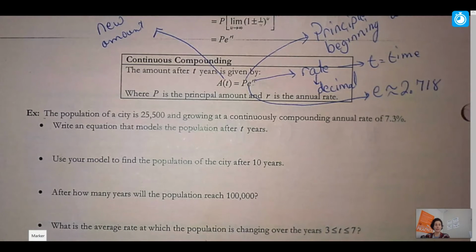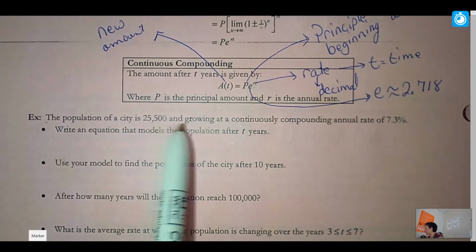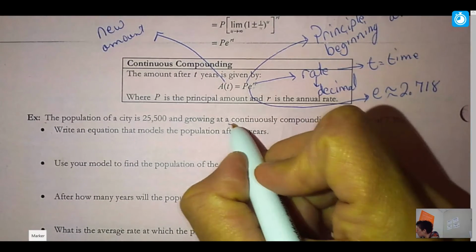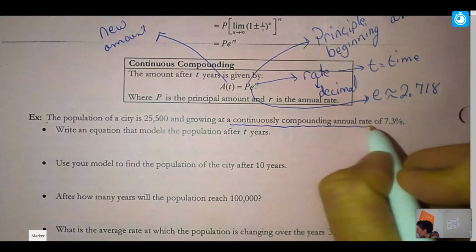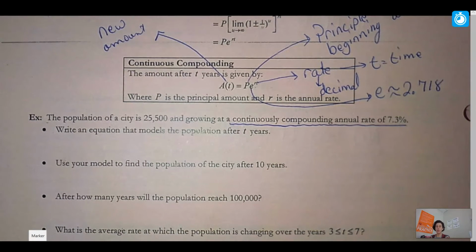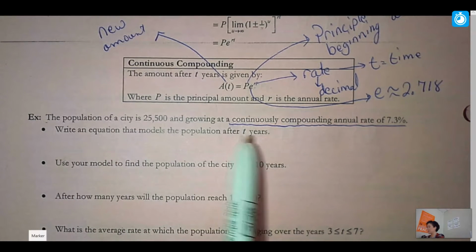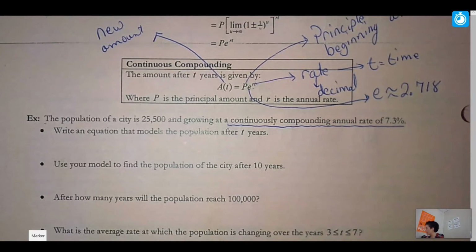So let's start. So the population of a city is 25,500 and is growing at a continuously compounding annual rate of 7.3%. So continuously, constantly, it's growing at a rate of 7.3. So when we figure it out, it's every split second. So first we're just going to write the equation that models it after t years. No specific years, just years.